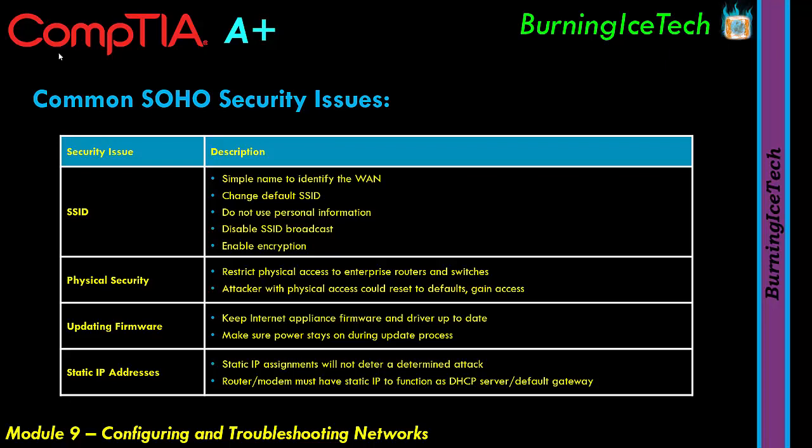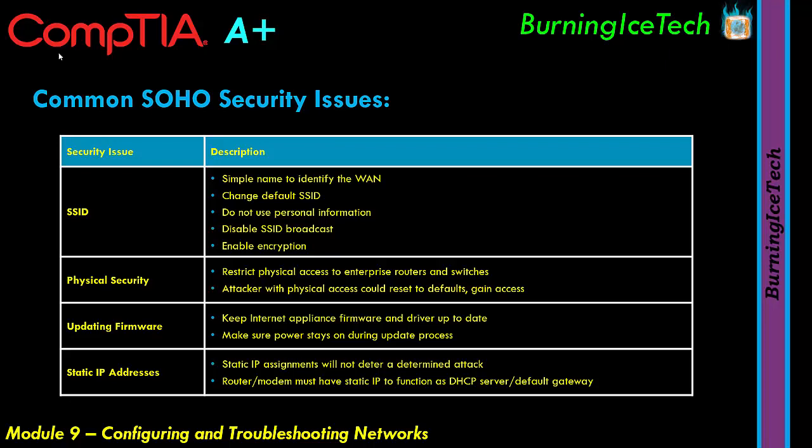Alright, so let's take a look at some common small office, home office security issues. The first of which is your SSID. If you've been watching this whole module, you would know the SSID is the name of your hotspot, the name of your Wi-Fi. So if I go and scan for the wireless network in my house or my office building, the names that appear, the ones that you tap on or click on so that you can connect to it, those names you see are the SSID. So, a simple name to identify the WAN, your wireless area network.